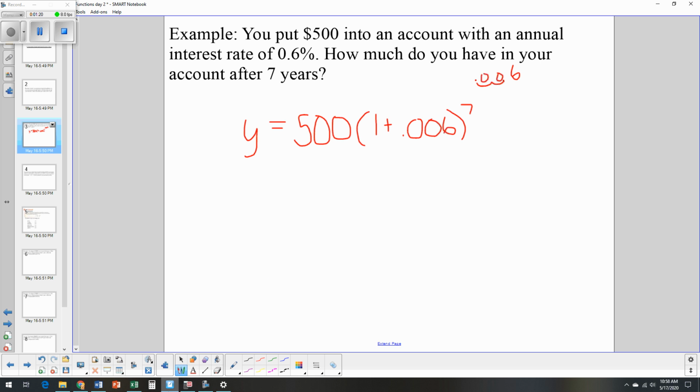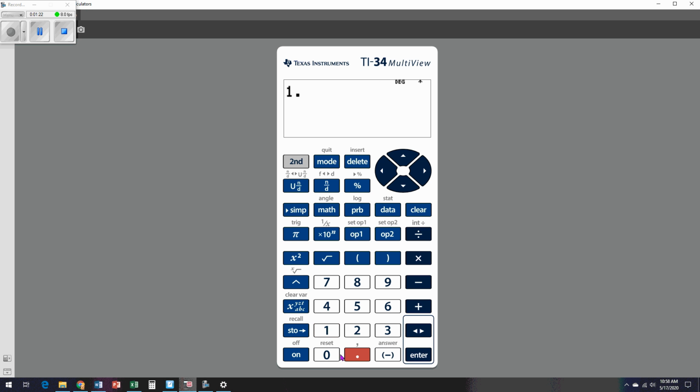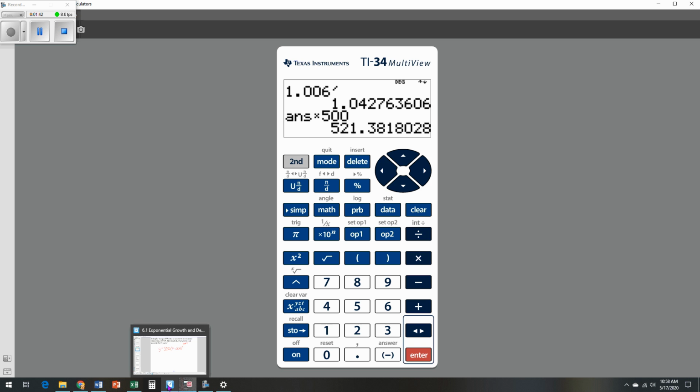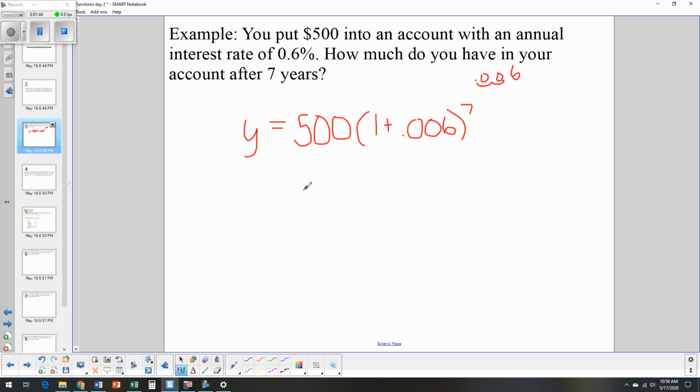We're going to do 1 plus 0.006 first in our calculator. 1.006 is getting raised to the 7th power, and then that's getting multiplied by the 500. So we get 521.38. This is money, so we say $521.38. That's the amount after 7 years.